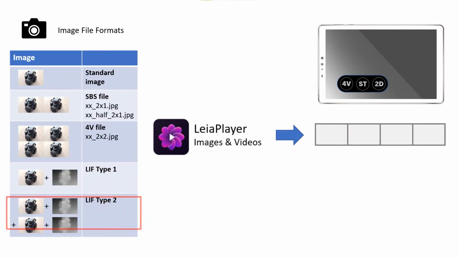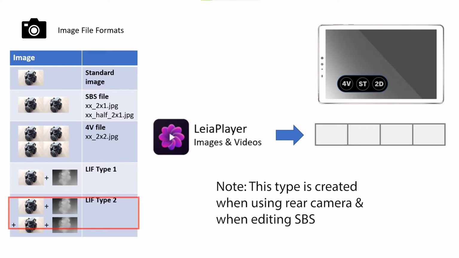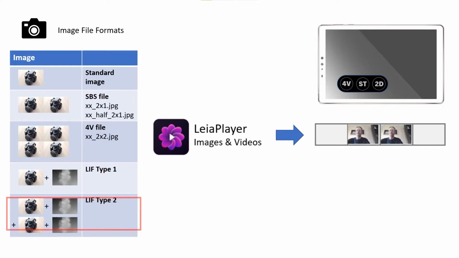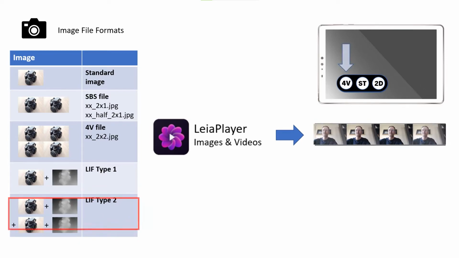Okay, and lastly, the Leia image format that contains the left and right eye view as well as depth maps. And if you have all of that available to you, then you can look at it stereoscopically because you have the left and the right eye. You can obviously also look at it in 2D, but with the depth maps, you can also generate your 4-view mode. So with that, you get all 3 options.